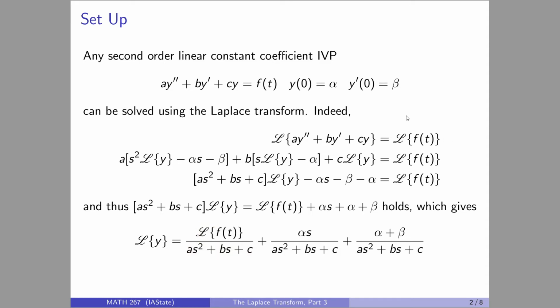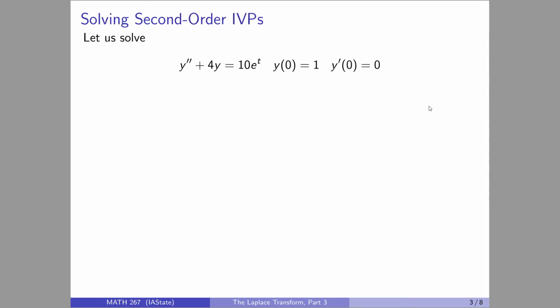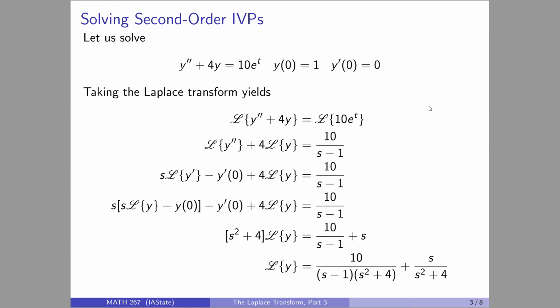Alright, so that being said, let's give it a spin. Let's solve a second-order constant coefficient initial value problem. So take the Laplace transform of both sides. The Laplace transform of e to the t is 1 over s minus 1. The 10, since the Laplace transform is linear, goes along for the ride, so that part on the right-hand side is just going to stay there.